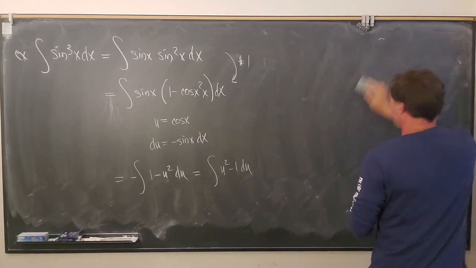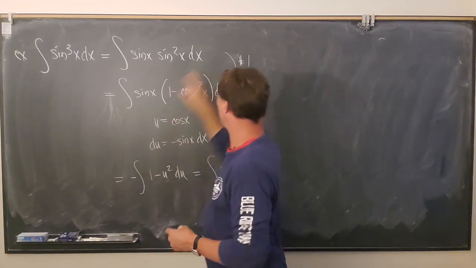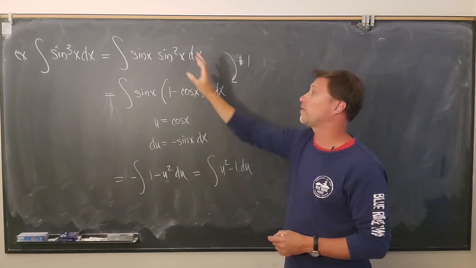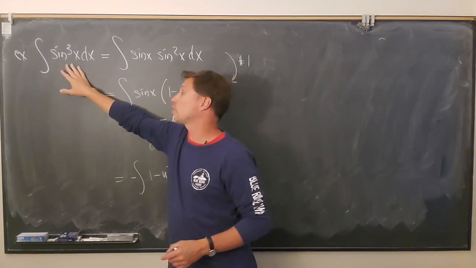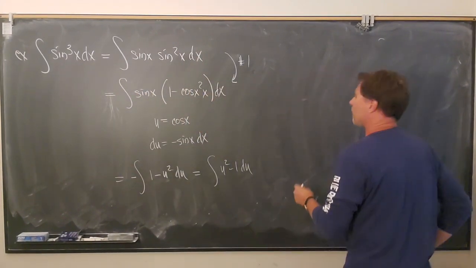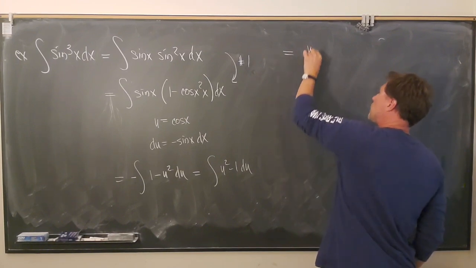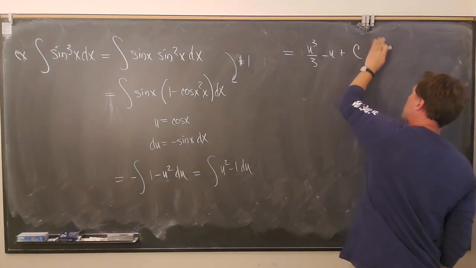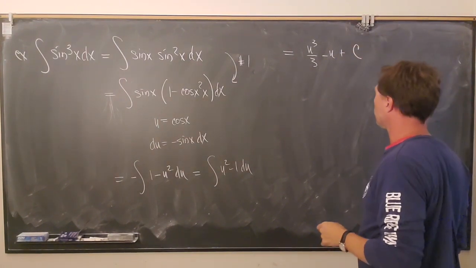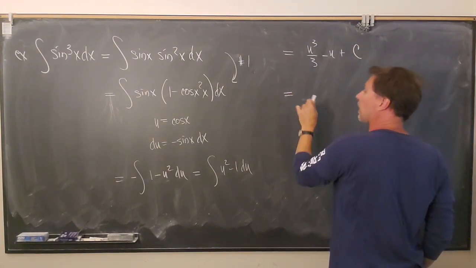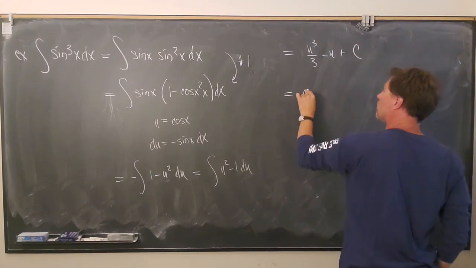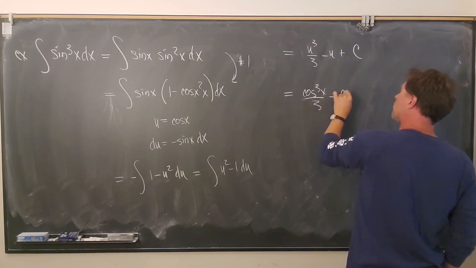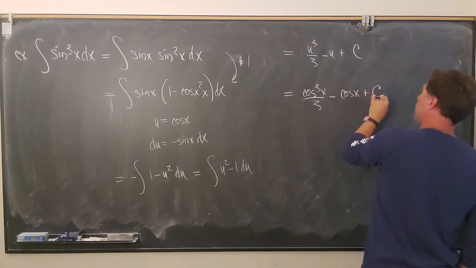And now we've got an easy integral by applying this identity, making the appropriate substitution. We converted an integral of products of trig functions into the integral of a polynomial. That's something we know how to do easily. This gives us u cubed over 3 minus u plus c. And when we substitute back, what we'll get is cosine cubed x over 3 minus cosine x plus c.